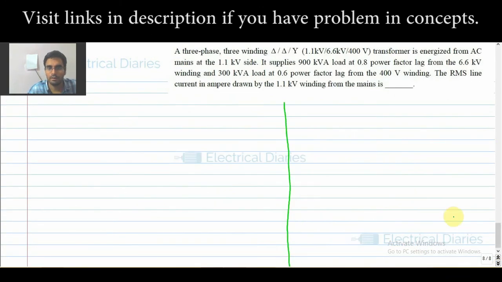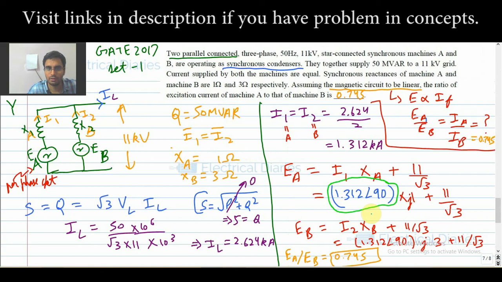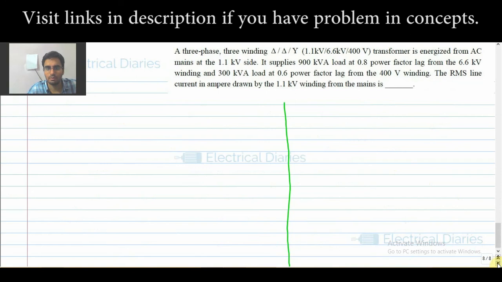One thing I should mention, if you are confused about why I'm not taking it: just assume it at an angle 0. If it's not given, you can assume it at an angle 0. I hope now this question is very much clear. Again, GATE 2017, set 1.